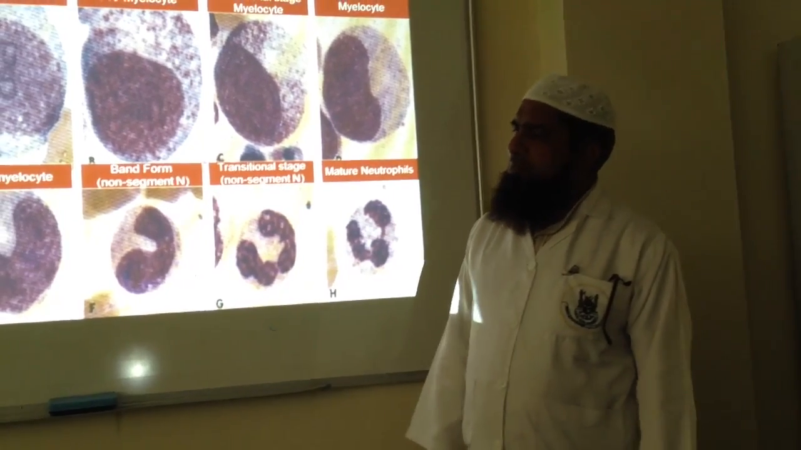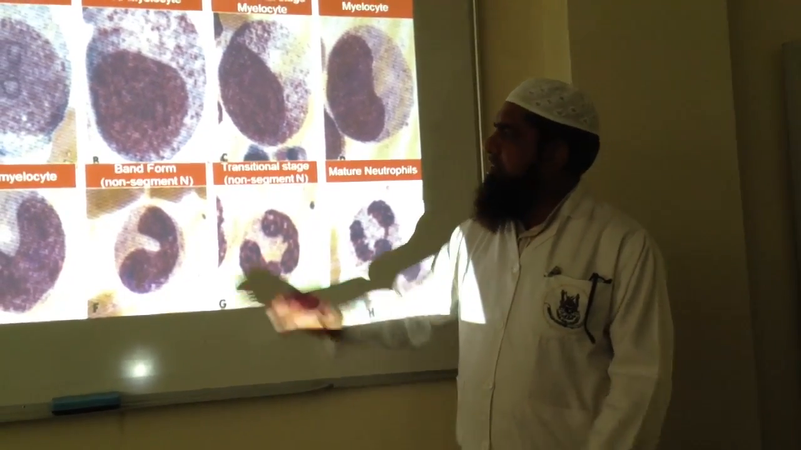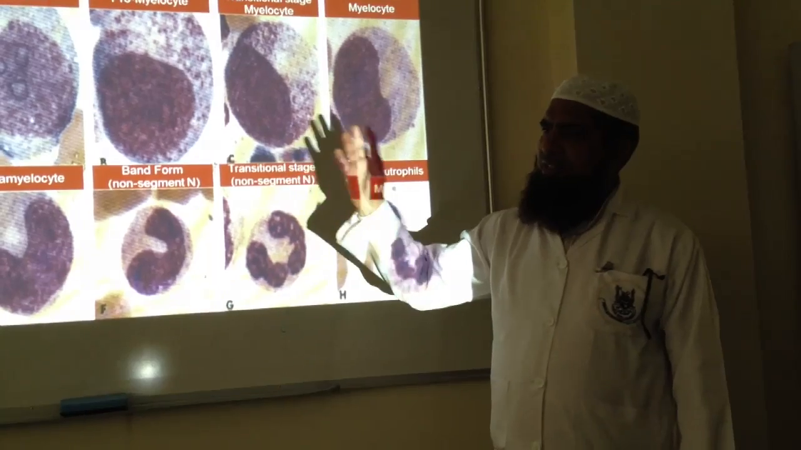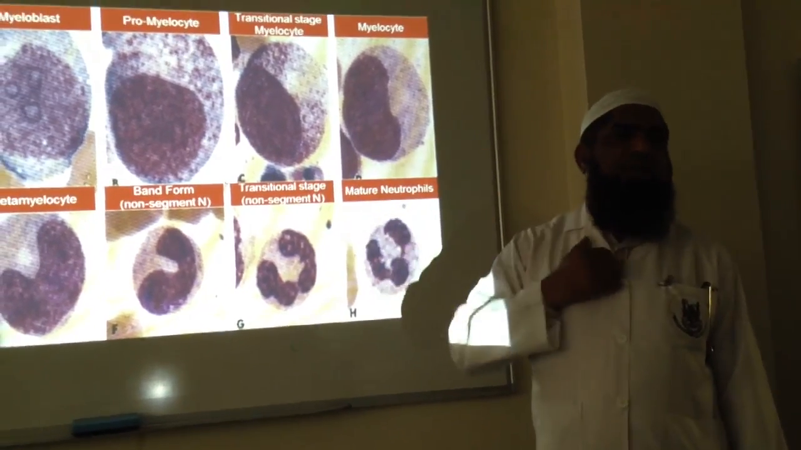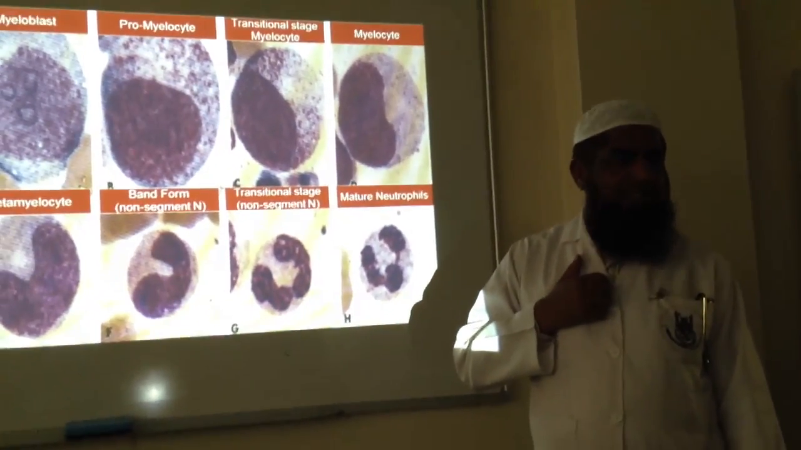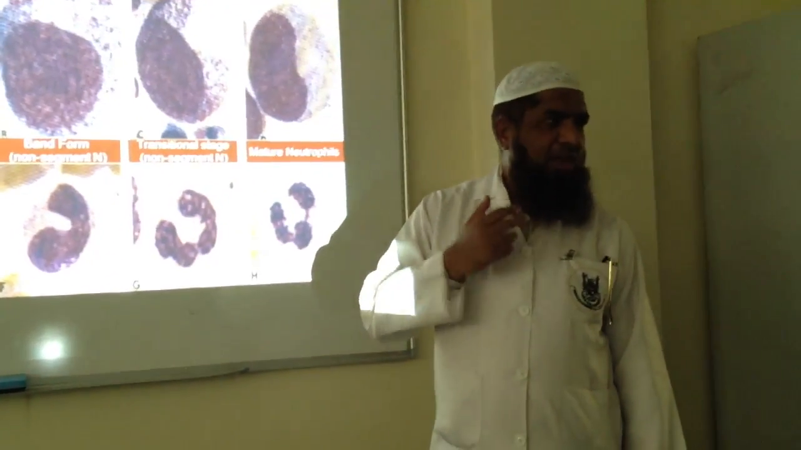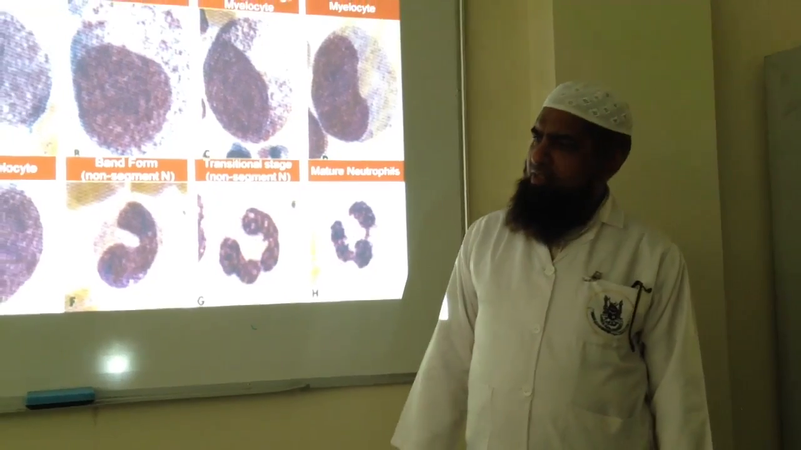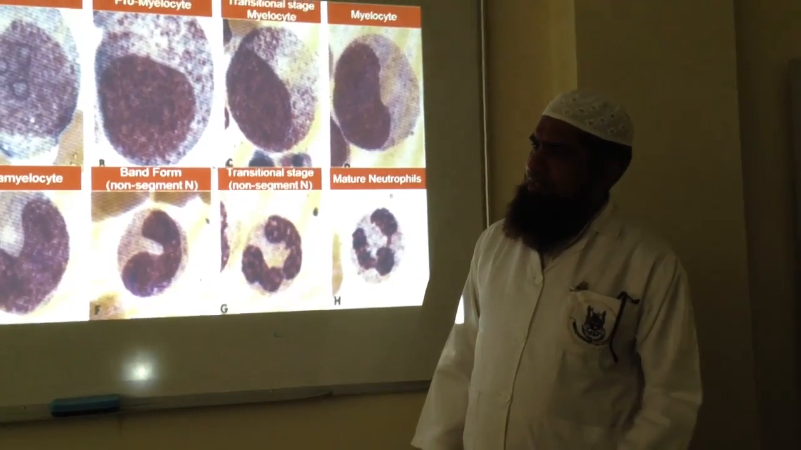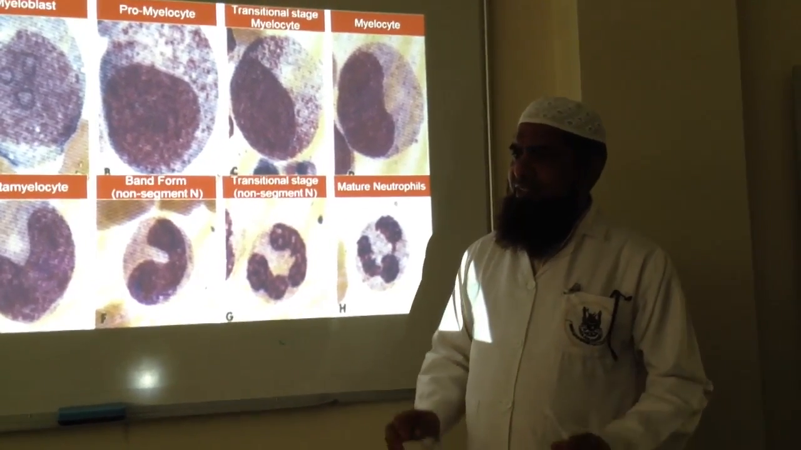What happens in leukemia? This control is lost. Uncontrolled proliferation. Clear? One feature is loss of this control. Uncontrolled proliferation. The brakes are finished.